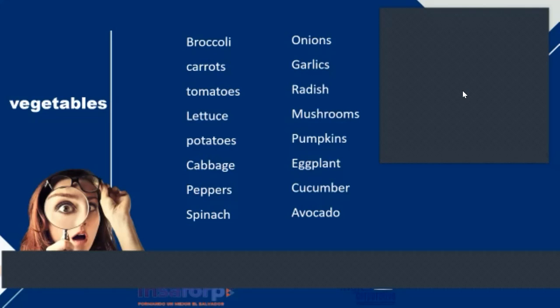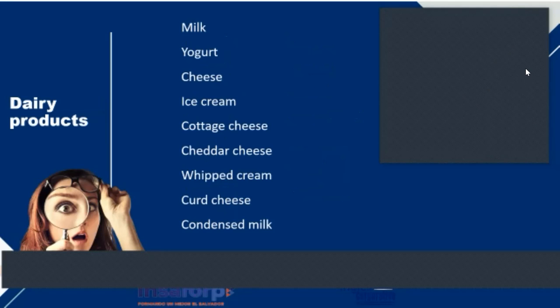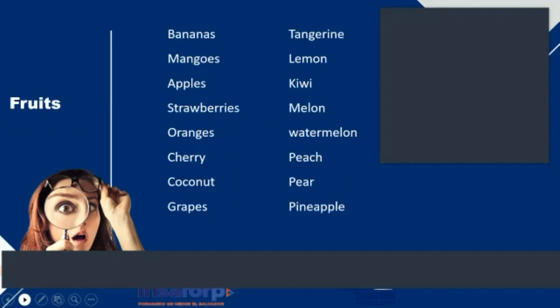Okay, let's start with Beatriz. ¿Cuáles vegetales le gustan? And you say, I like. I like avocado. Excellent. Vamos a decir una que le guste y una que no. Okay. So, I don't like peppers. You don't like peppers. What is it like? I don't know what it is.